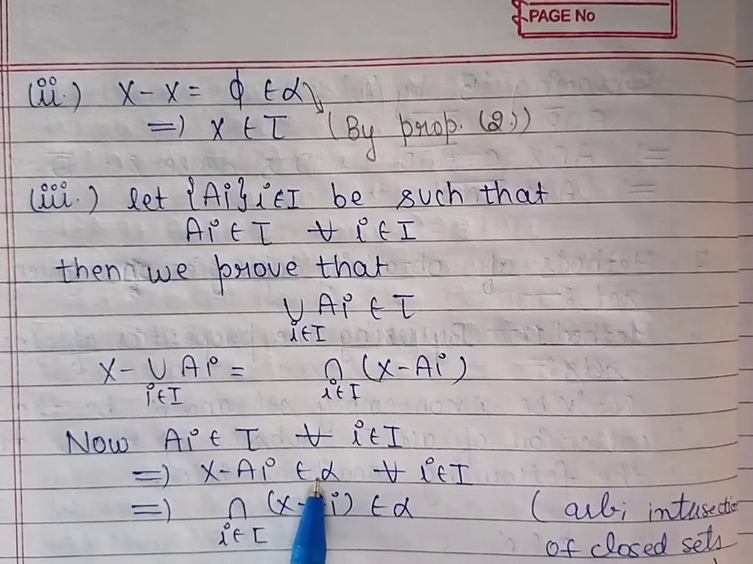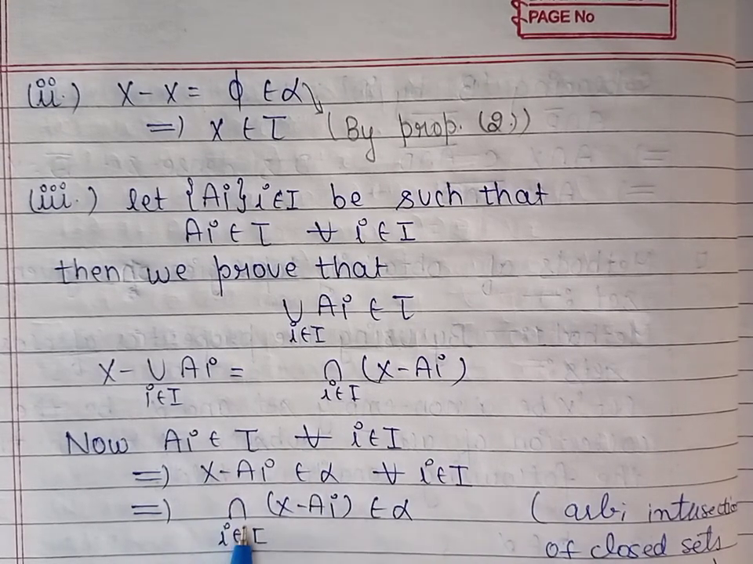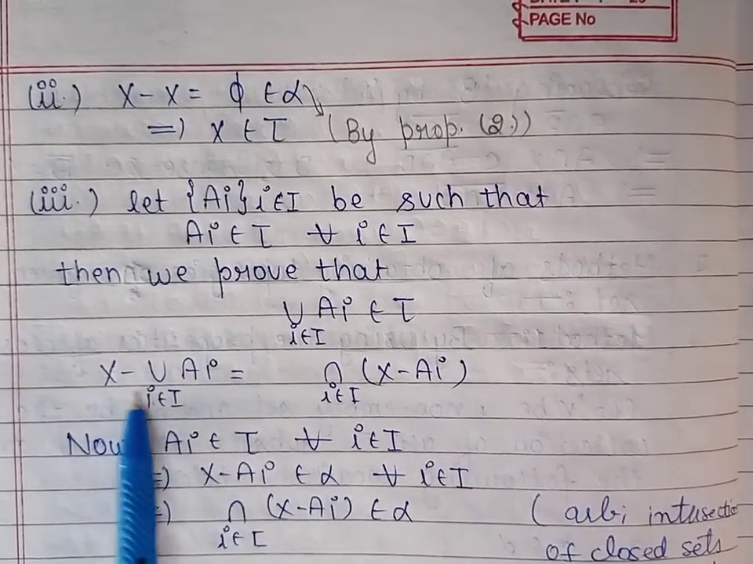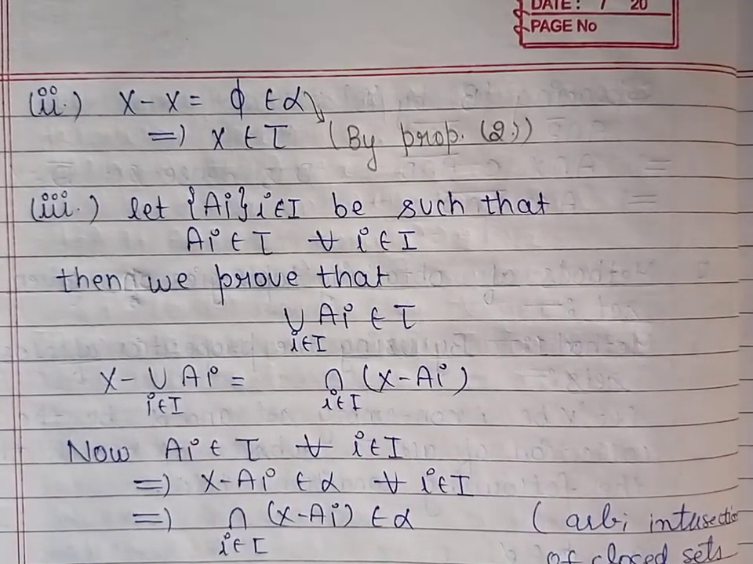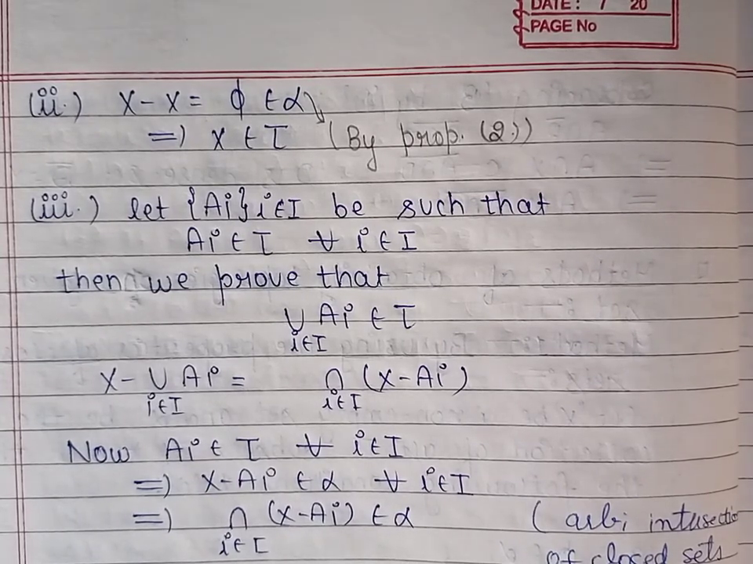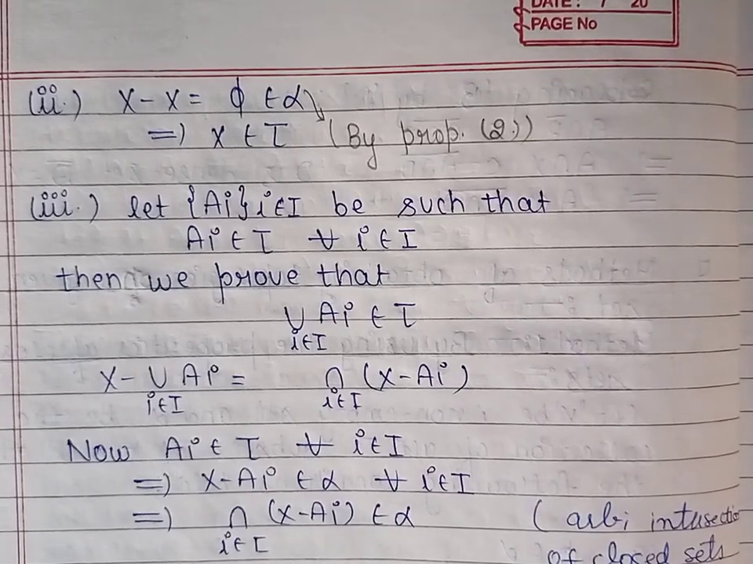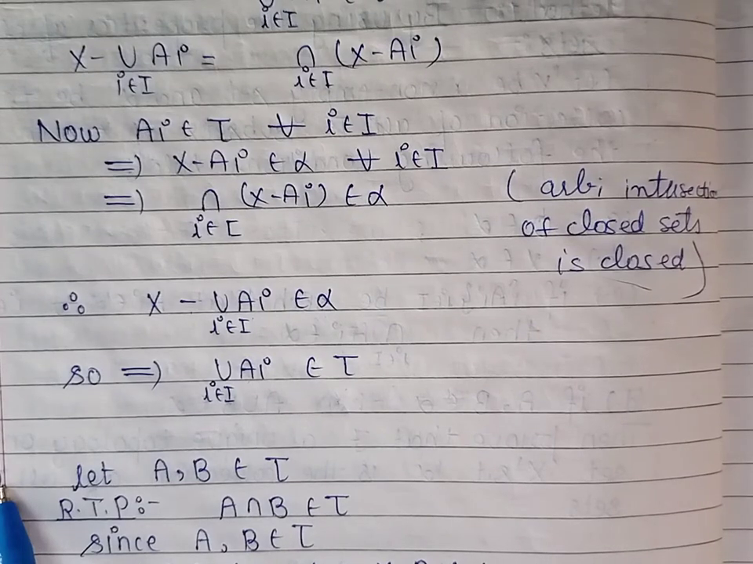Now, by the properties of alpha, arbitrary intersection of members from alpha again belongs to alpha. So their intersection will again belong to alpha. And because this is equal to X minus union A_i, we can say that X minus union A_i belongs to alpha. It means complement of this union belongs to alpha. So by definition, union over i belonging to the index set belongs to tau.